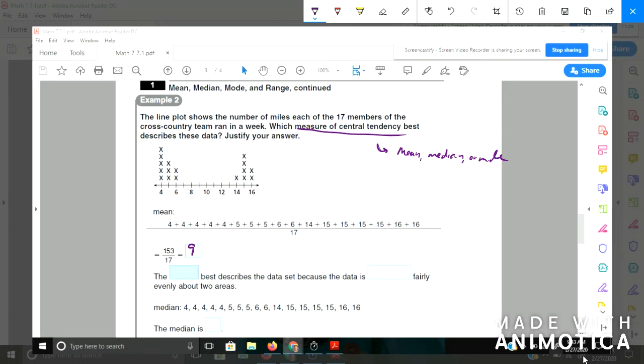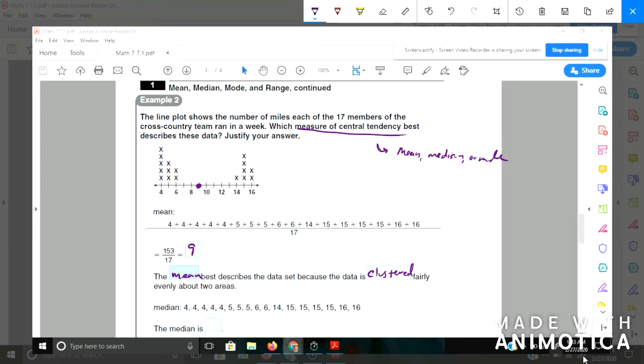So the mean best describes the data set because the data is clustered fairly evenly about these two areas. So 9 is right here. You can't really say that 4 or 5 or 6 describe how many miles the cross-country team ran very well because there's all these other team members who ran 14, 15, 16 miles. So when you have two clumps of information, it would be probably best to find the average of them for good representation.